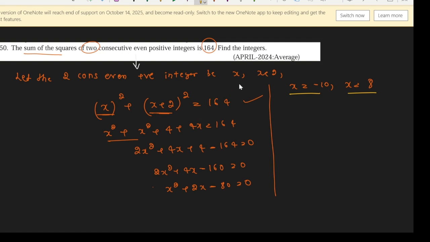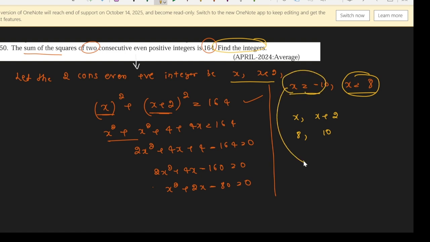Final answer is our assumption. What is our assumption? The task is: find the integers. What are the integers we have assumed? You can read it here, find the integers. So our integers are x comma x plus 2. If we take x is equal to 8, then 8 comma 8 plus 2, that is nothing but 10, right? If you take x is equal to minus 10, then the answer will be minus 10 comma minus 10 plus 2. So minus 10 comma minus 8. You can write any one of these pairs. There is no issue.